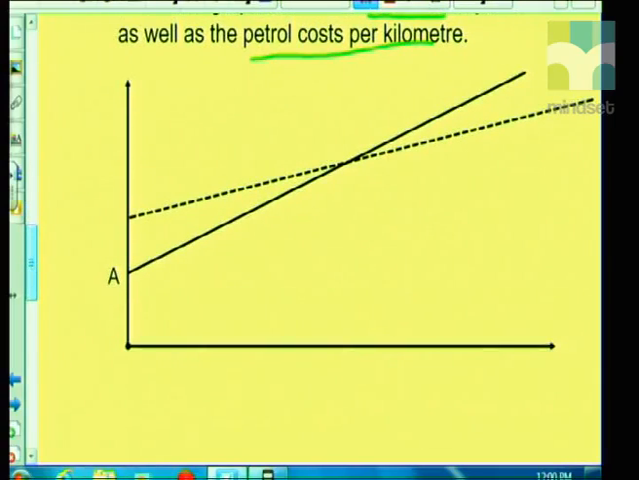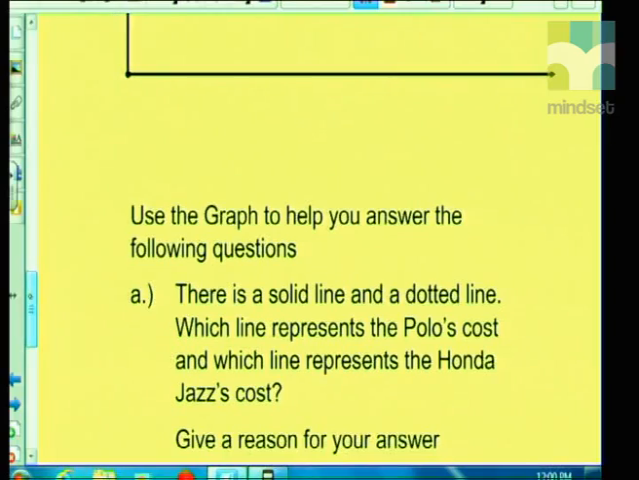Doesn't look like a very good graph, if I may say so, but that's what we need to interpret, and we need to be able to fill in some data around it, because here we've got a comparison of costs, expenditure. We're going to need to compare two things to decide which one is the better one. Let's see how we go. It says, use the graph to help you answer the questions.